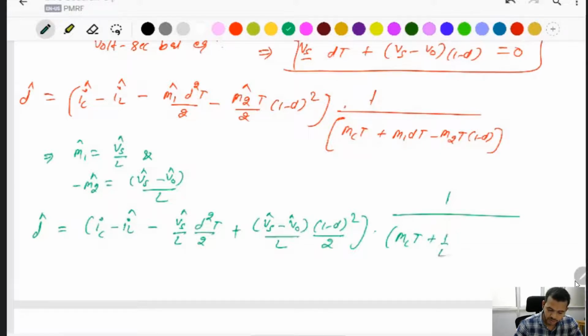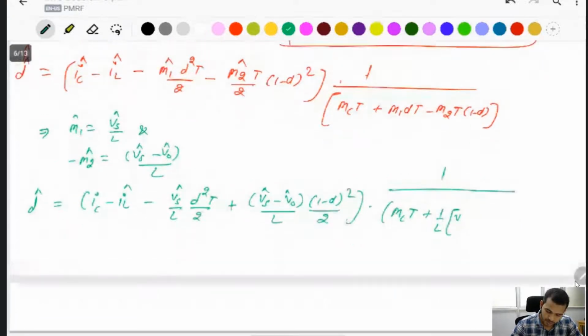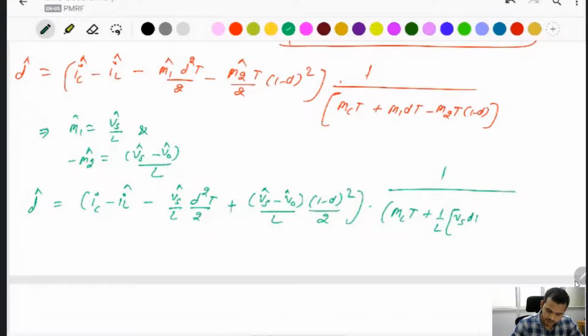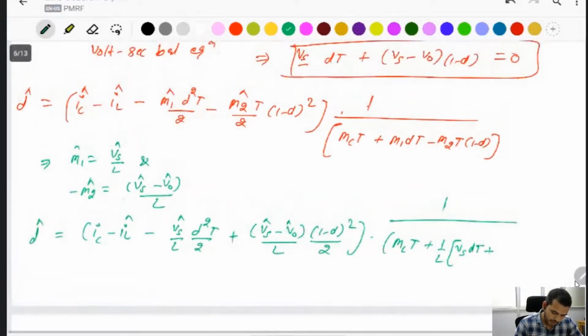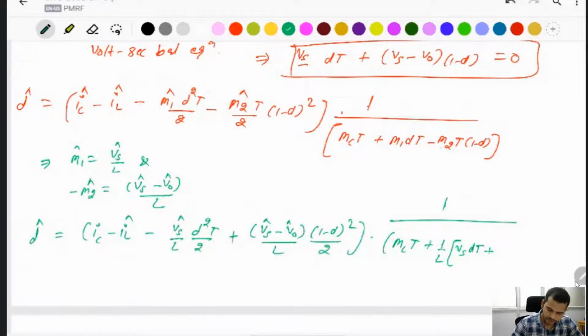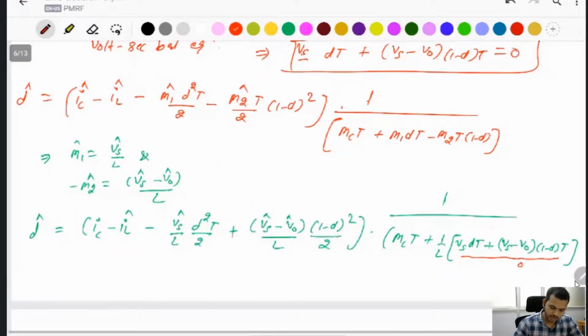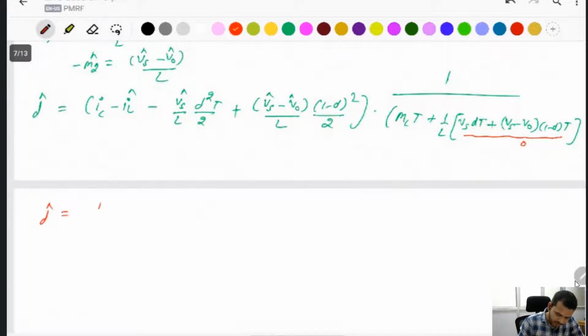In both conditions, take 1 by L as common: Vs into DT plus Vs minus V naught into (1 minus D)T. From this equation, DT is defined; this is the 0 average inductor voltage. That means we divide by MCT.